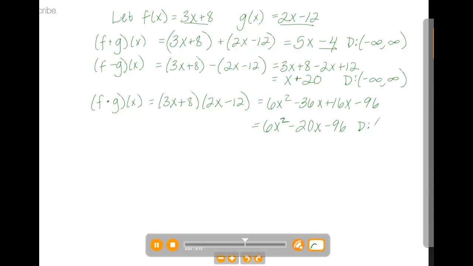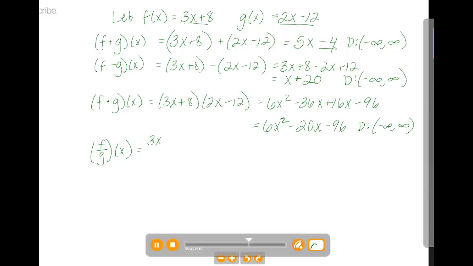We didn't do anything weird to the domain, negative infinity to infinity. There's still no issues here. We can plug in whatever we want into our final function, so our domain is negative infinity to infinity. Let's try f over g of x, f of x divided by g of x.